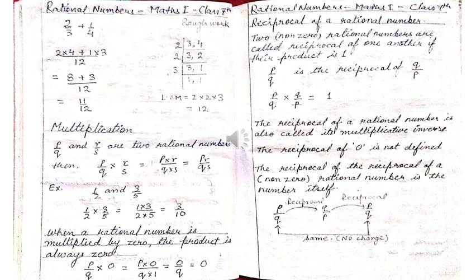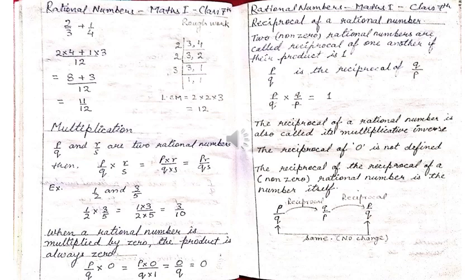So the reciprocal of a rational number is also called its multiplicative inverse. And the reciprocal of 0 is not defined, because no number can divide 0. That is why the reciprocal of 0 is not defined. The reciprocal of the reciprocal of a non-zero rational number is the number itself.